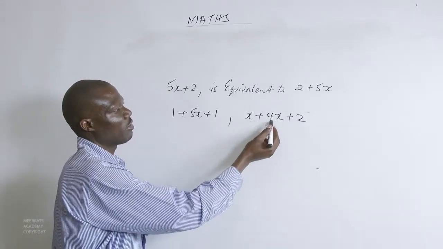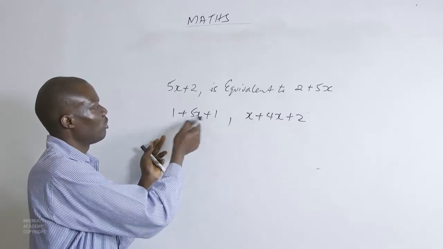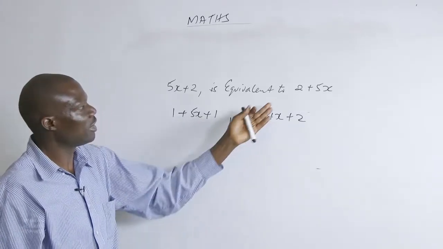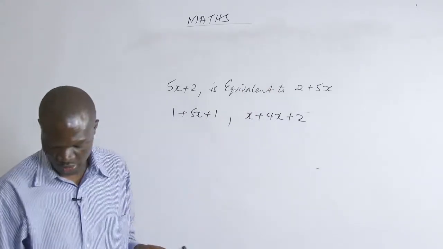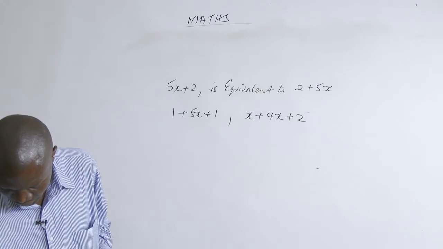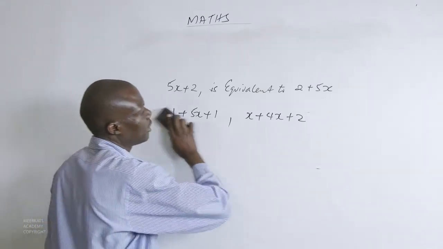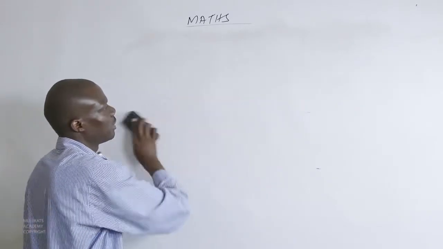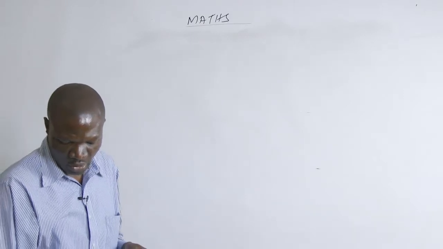For example, this one will give us 5x plus 2. This one will give us, you bring it to 2 plus 5x. This one is the same as well as that. That is what it simply means. So let us look at a question on equivalent expressions.